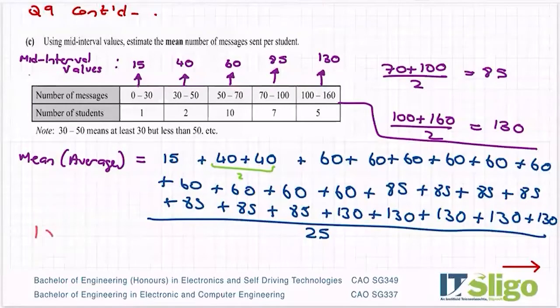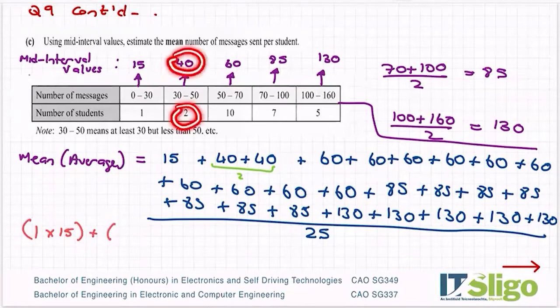So I would write down, I have one student sending about 15 messages. Now you don't need the brackets really when you're putting it into your calculator. I'm just writing it out like this so you can see what I'm doing. I have 2 students sending 40 messages. So 2 by 40. Okay, so that's these 3. I then have 10 students sending 60 messages. So these are all the 60s.